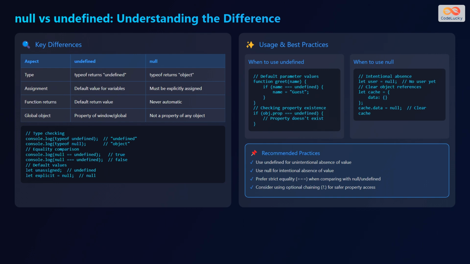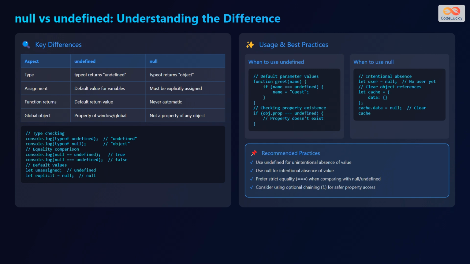Undefined is a property of the window or global object, but null is not a property of any object. When you use equality comparison with null and undefined, it is true. However, if you use strict equality comparison, then it's false. If you declare a variable without initializing a value, it's undefined. But you can explicitly assign null to a variable.